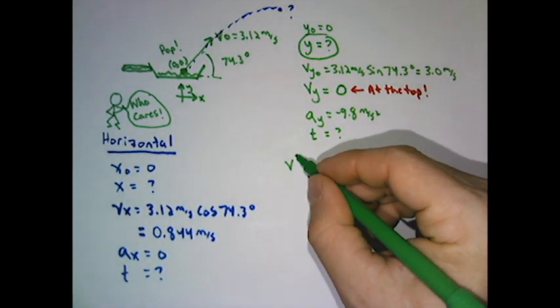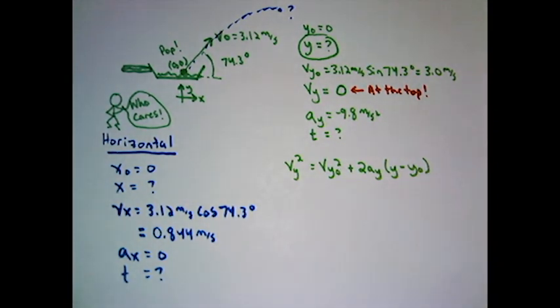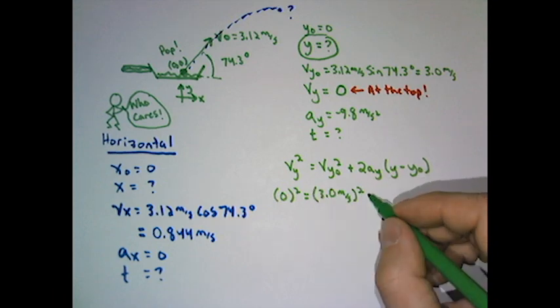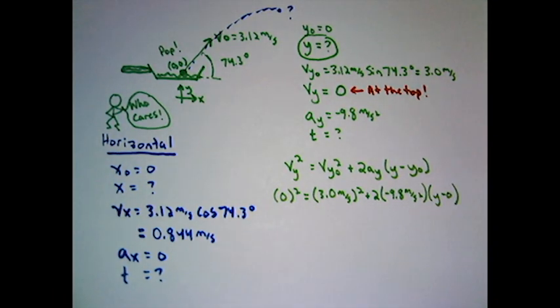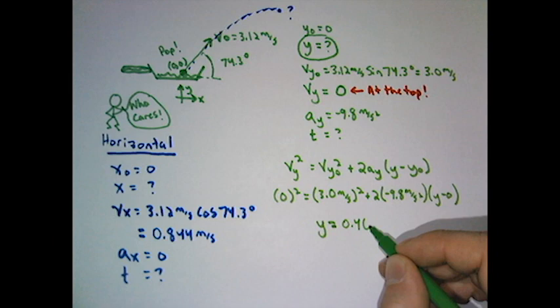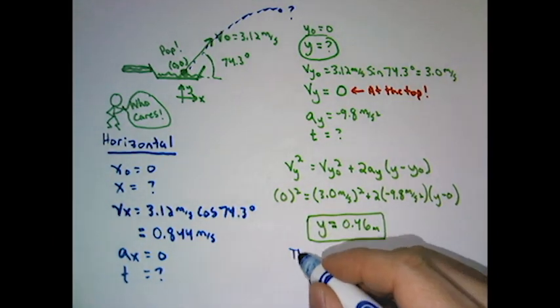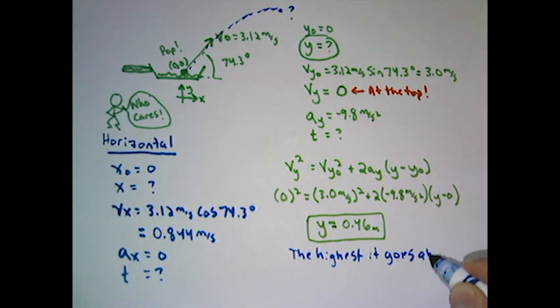So I'm going to use my vertical knowns and my equation without time in it to solve this problem for the final y position. So we'll substitute the values in, and the popcorn kernel looks like it rises just a little less than half a meter above the pan.